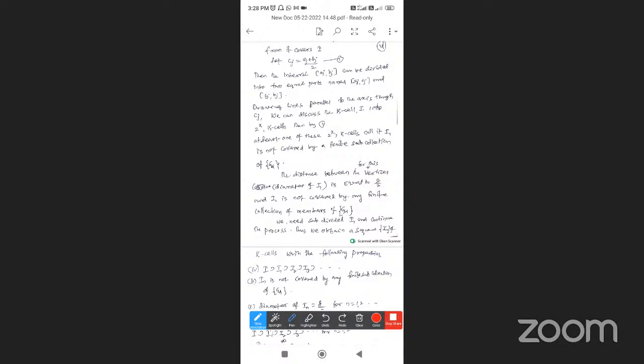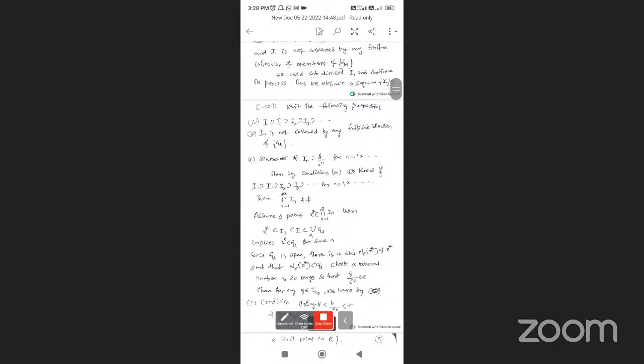We obtain a sequence, the sequence In of I alpha. So this is a sequence In of in KCL, with the following properties. First property is A: I is a superset of I1, superset of I2, superset of I3, superset of I3 and so on. In is not covered by the finite subcollections of G alpha. The diameter of In is equal to delta of I.